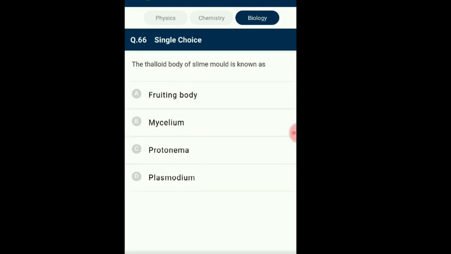Question number 66. The thalloid body of slime mold is known as. Slime molds are saprophytic protists. Under suitable conditions, they form an aggregation called plasmodium, which may grow and spread up to several feet. So the answer is option D, plasmodium.